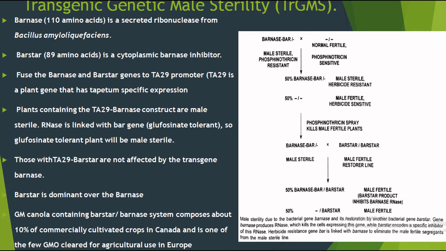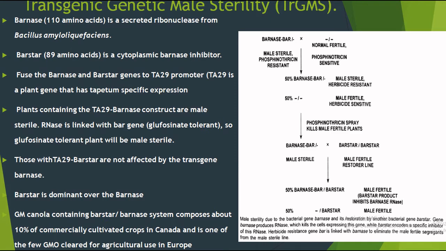So what is transgenic genetic male sterility? Here the male sterility is controlled by introduction of one transgene. This Barnase-Barstar system is an example of transgenic genetic male sterility. So, what is Barnase-Barstar? Barnase is 110 amino acids long and it is derived from Bacillus amyloliquefaciens, and Barstar is 89 amino acids and is a cytoplasmic Barnase inhibitor.